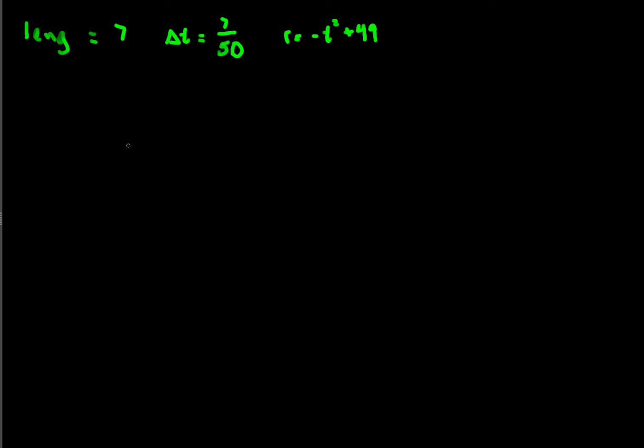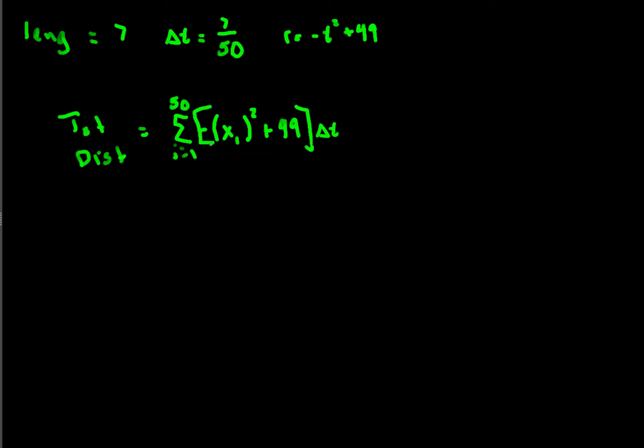So let me write down, using sigma notation, the total distance will be the sum from i equals 1 to 50. And what's our function? It's going to be negative x_i squared plus 49. So these are the individual summands. We're going to add these all up, where x sub i is equal to i times delta t.